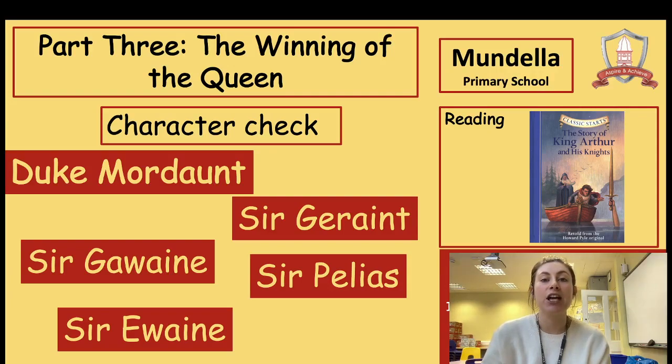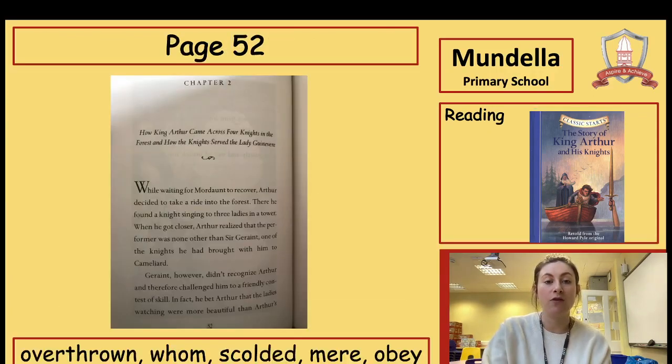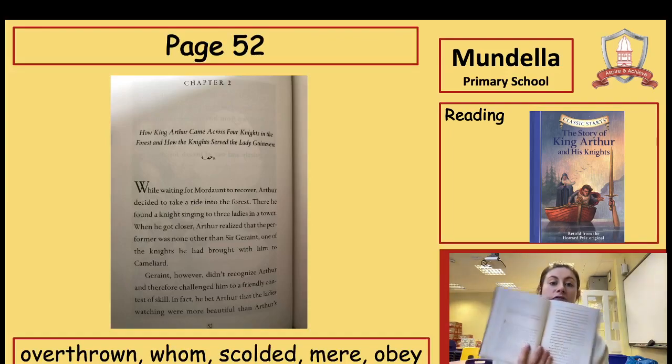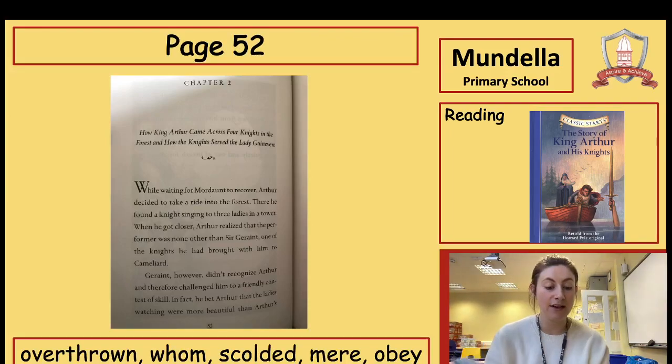And Duke Mordaunt was showing off. Do you remember it described him as puffed up? He was showing off to everybody, saying that he wanted to fight, to show off to Lady Guinevere. And no one wanted to fight him, obviously, except for Arthur, who, from a merchant, got some very fancy white armour and silks, and nobody knew that it was King Arthur, and he, just at the end of chapter 1, threw Duke Mordaunt off his horse. So that's where we've got to in our story. So go to page 52 and we can start reading.